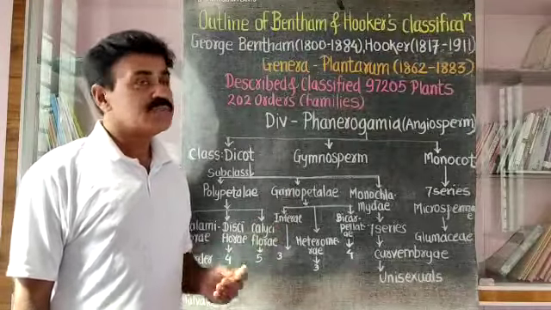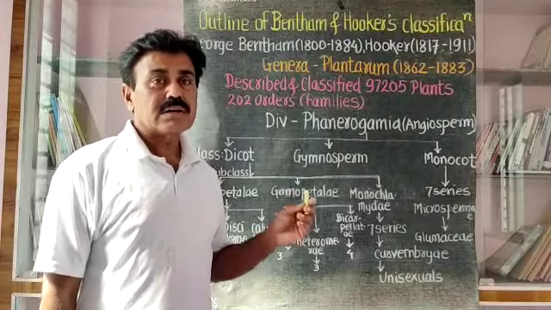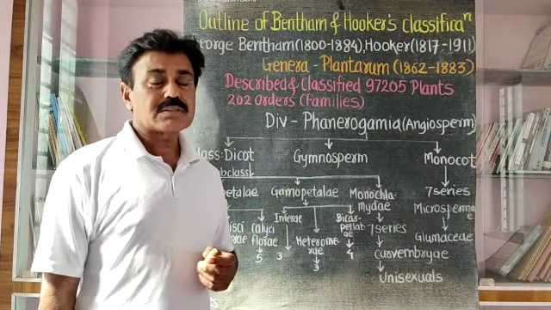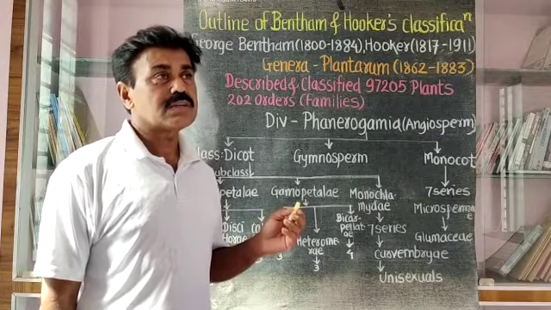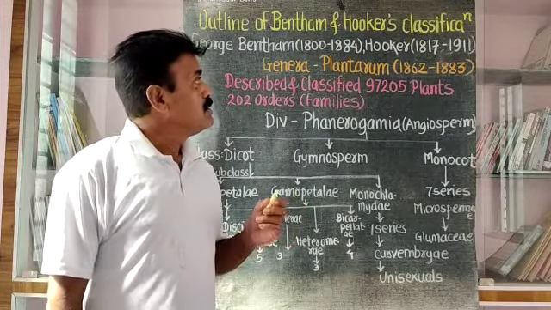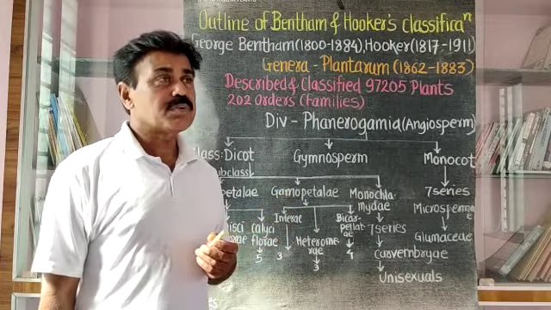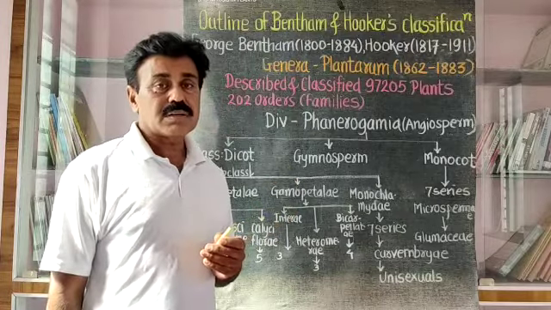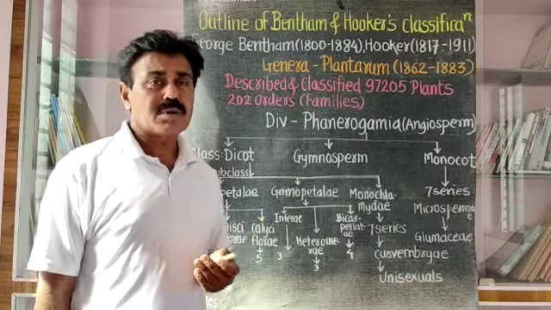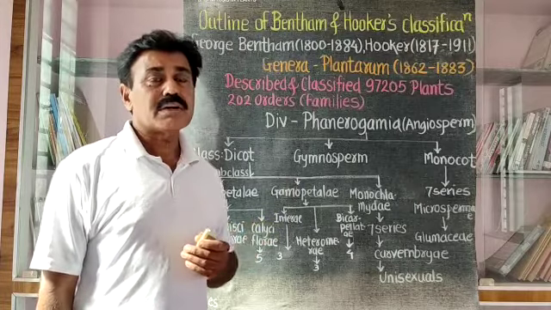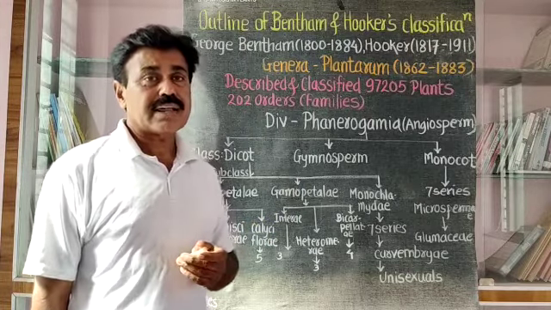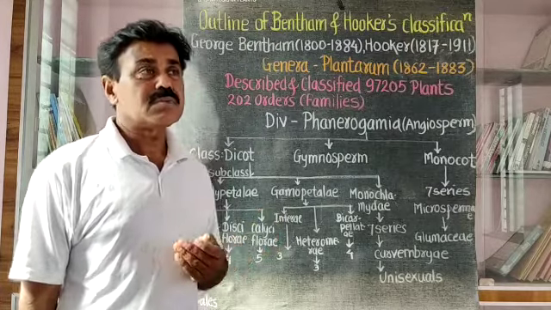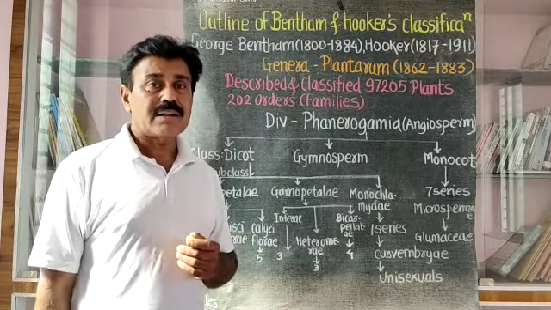Now in this video we are concerned with the Bentham and Hooker's classification. This classification is for your syllabus. It is concerned with only angiosperm plants, and it is very important because it is accepted in a number of countries. The classification depends on morphological external, visible characters, and due to that it is easily used for identification of plants for practical purposes.